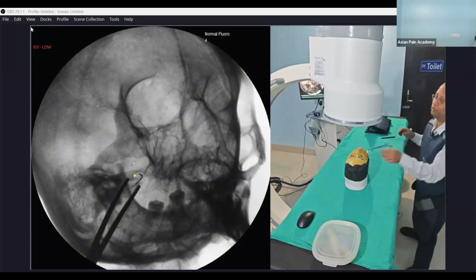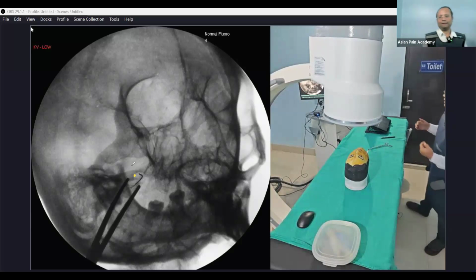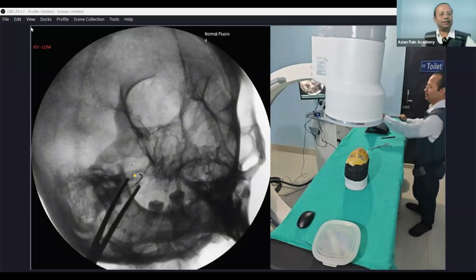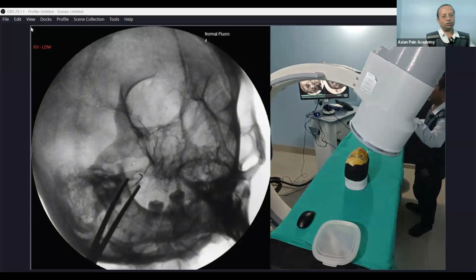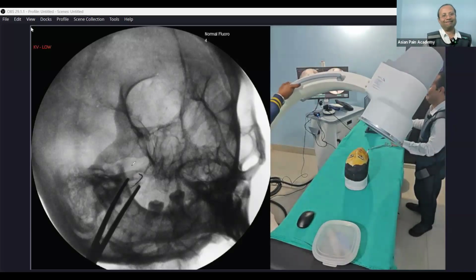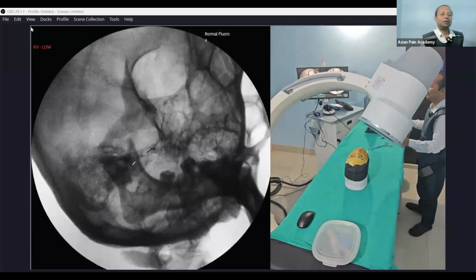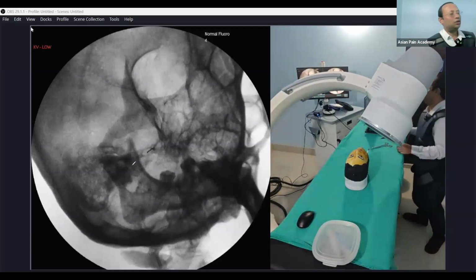We can put it just in position again. I just put it again. Yeah, exactly here in position. Okay. So at present it is in the V2 division.